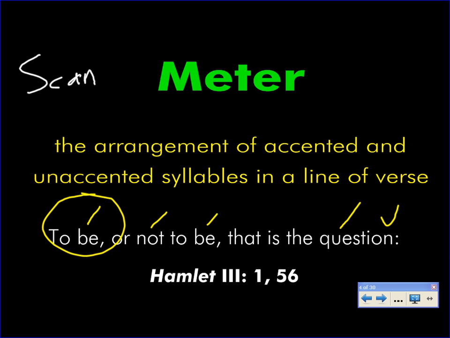These are my marks. Unaccented, accented, unaccented, accented, unaccented, accented, unaccented, accented, unaccented, accented, and so on. I've just scanned that line. It's a very easy line to scan. It's a good place to start.